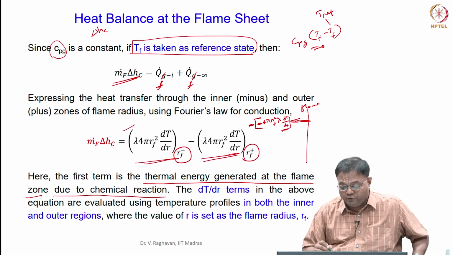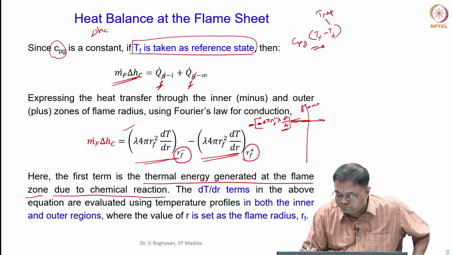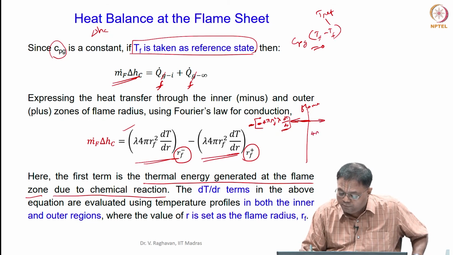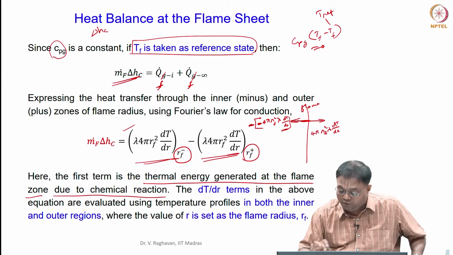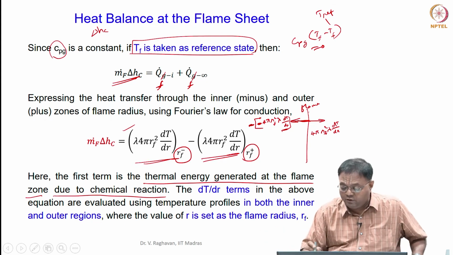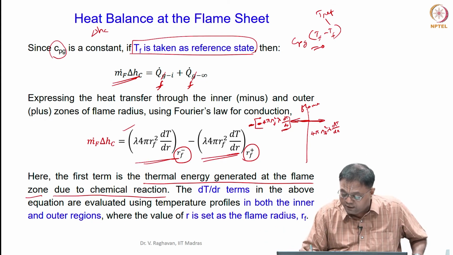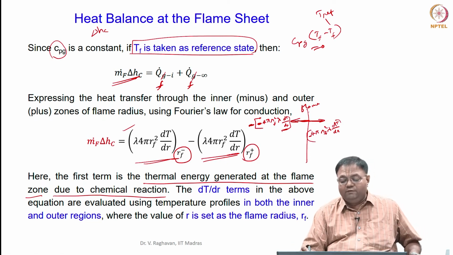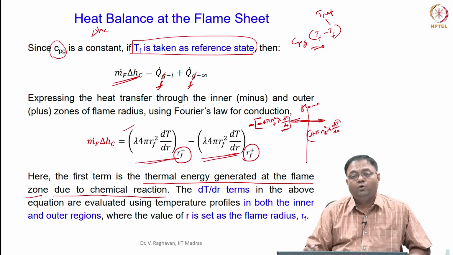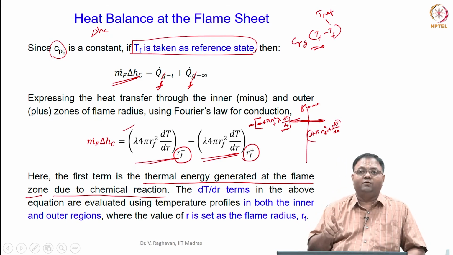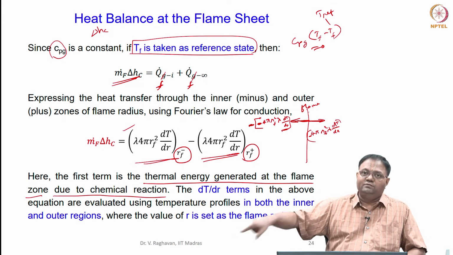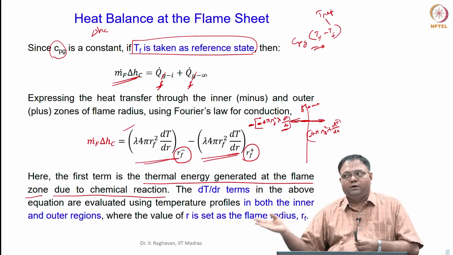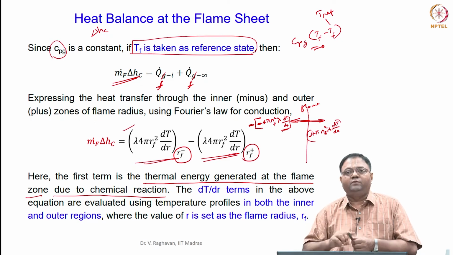Now, if you take this side, here you have 4 pi Rf square, that is the area of cross section, into lambda into dT by dr. Now at Rf, again you can see that from this point I will put a negative sign here and leave it. Why do I put the negative sign here? Because we know that the temperature gradient is negative, temperature decreases there, correct. So temperature upstream minus temperature downstream will actually be negative.